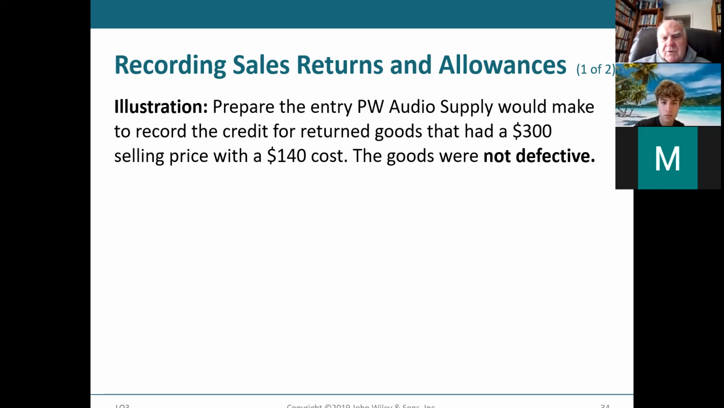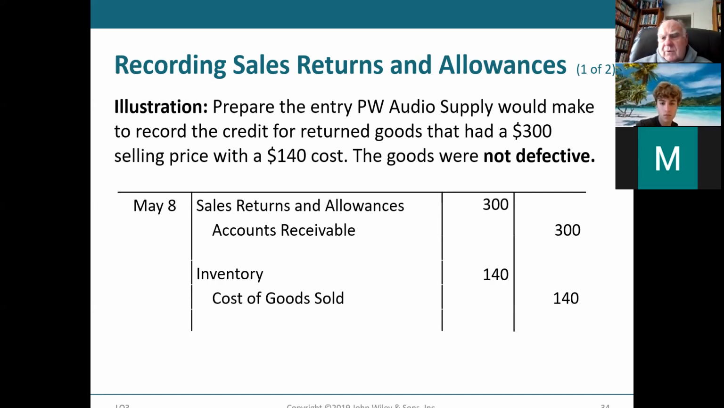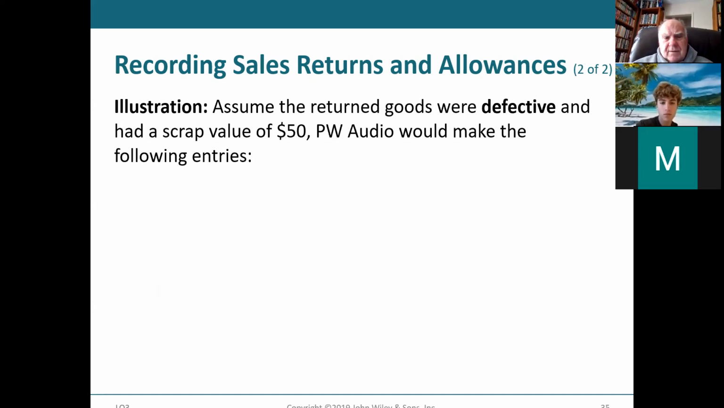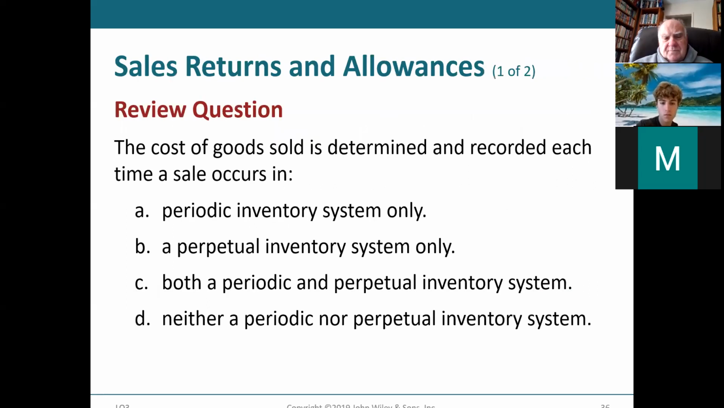So prepare the entry PW Auto Supply would make to record the credit for returned goods that had a 300 selling price. Okay, so we are getting something returned to us. We are going to debit sales returns and allowances and credit AR for $300. But we also have to put the inventory back in, if the goods were not defective. So we can put the $140 back in the inventory and credit cost of sales to reduce that. If they were defective and said they're only worth $50, well, we put it in for $50, that's all.